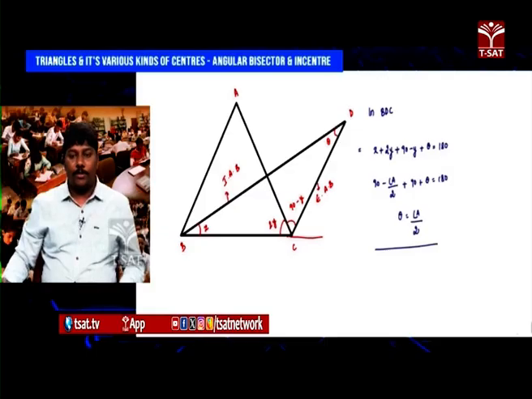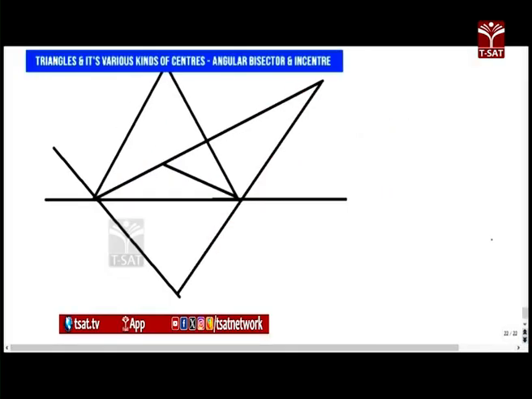Let's look at all the three in a single figure. In this figure, ABC is the triangle. Two internal angular bisectors meet, it is the incenter, I am taking it as I. This is I dash where two external angular bisectors meet. I double dash is where one internal and one external angular bisector meet. This is an internal angular bisector. This one is an external angular bisector.